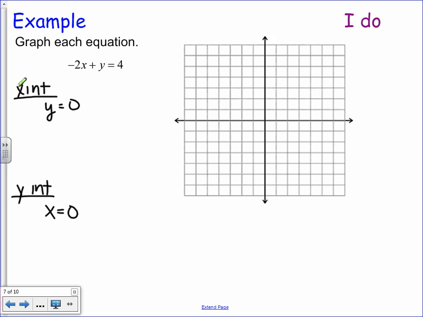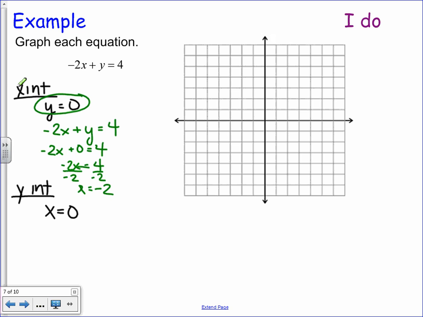So here in this equation, negative 2x plus y equals 4. I'm going to say y equals 0, so I'm going to say negative 2x plus 0 equals 4. And I'm going to solve for x, so I have negative 2x equals 4, divide by negative 2, and x equals negative 2. All right, so this is going to be the point negative 2, and I just said that y was 0, so it's negative 2, 0.